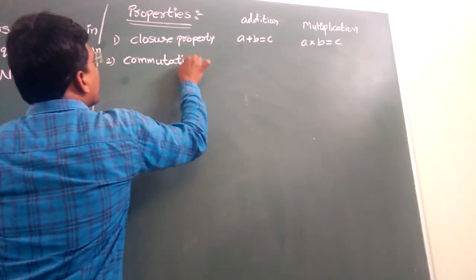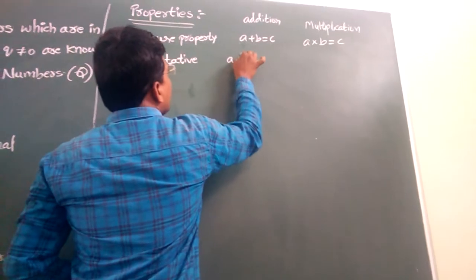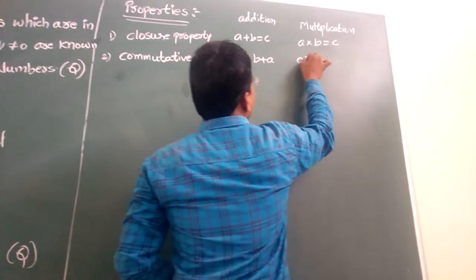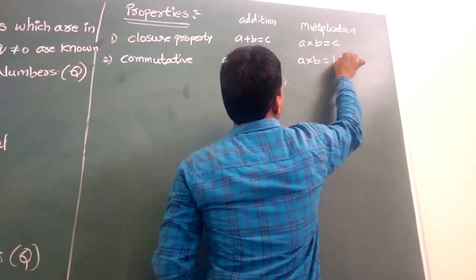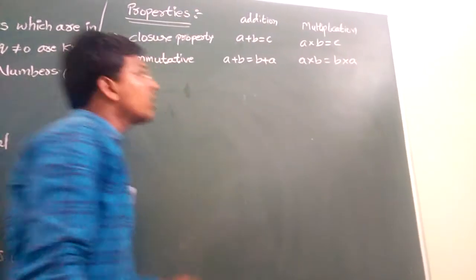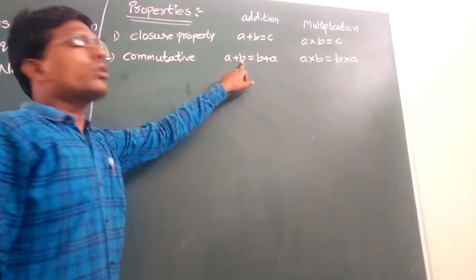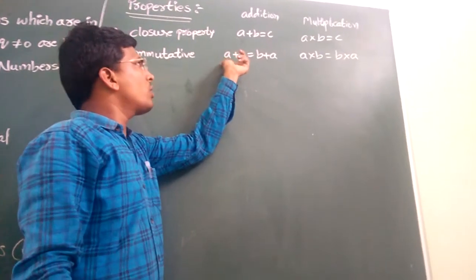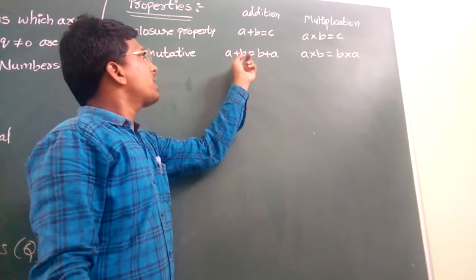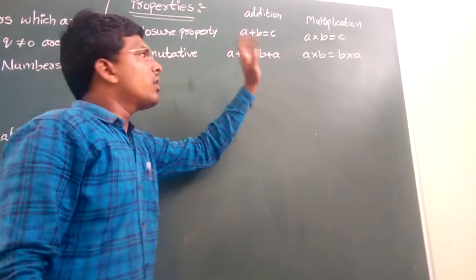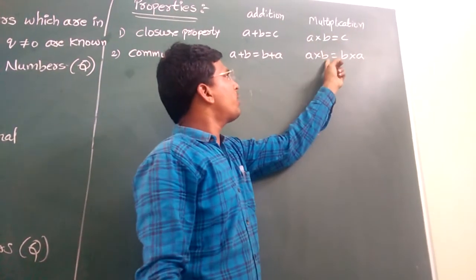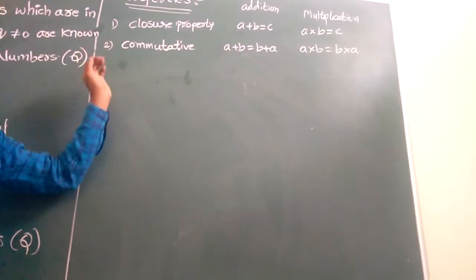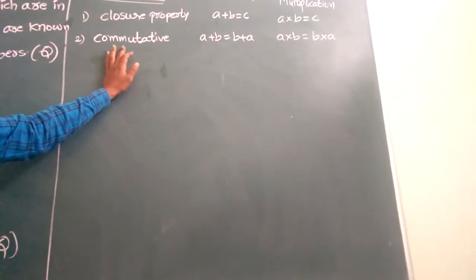So commutative property: a plus b is equal to b plus a. Under multiplication, a into b is equal to b into a. Here a and b are any two rational numbers. If we add the same two rational numbers, we will get the same thing: a plus b is equal to b plus a. Under multiplication also, a into b is equal to b into a. But in the case of subtraction, it does not satisfy.